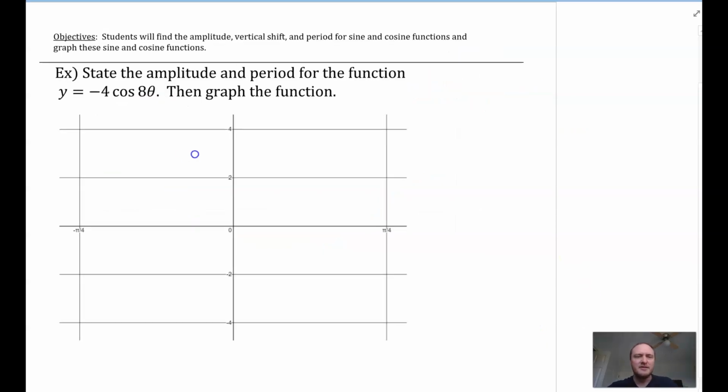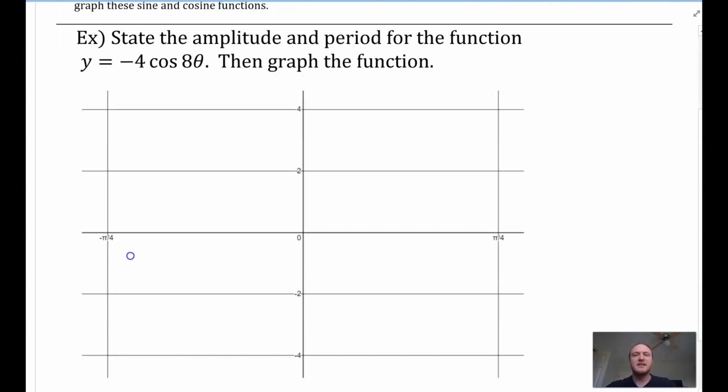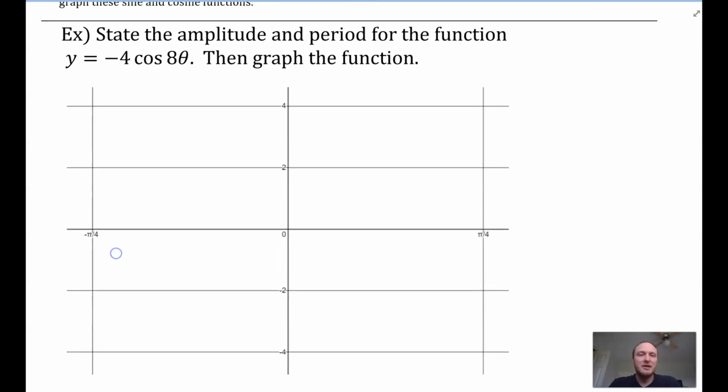All right, here is example 2. And we are asked to state the amplitude and period for the function. I'm also going to throw in midline just because it helps me graph. y equals -4 cosine of 8 theta. Okay, so looking at this, I know that the amplitude is the a value, which is out front. So the amplitude is 4. Amplitude's always positive. The negative just tells us that it's going to be an x-axis reflection.